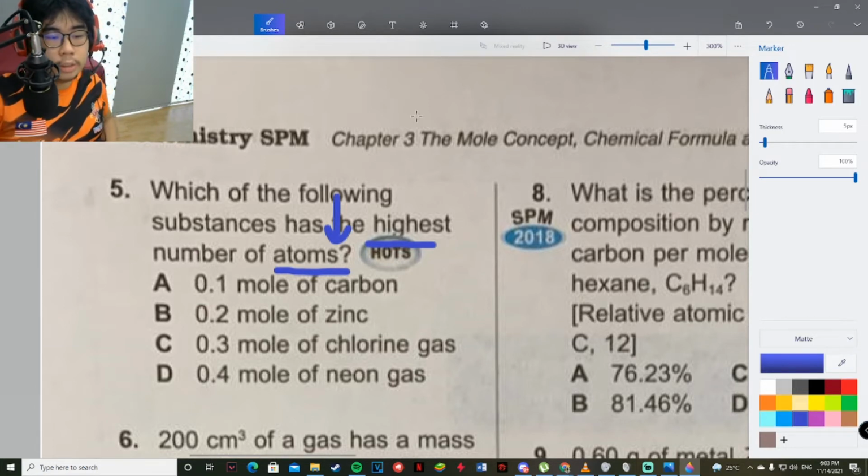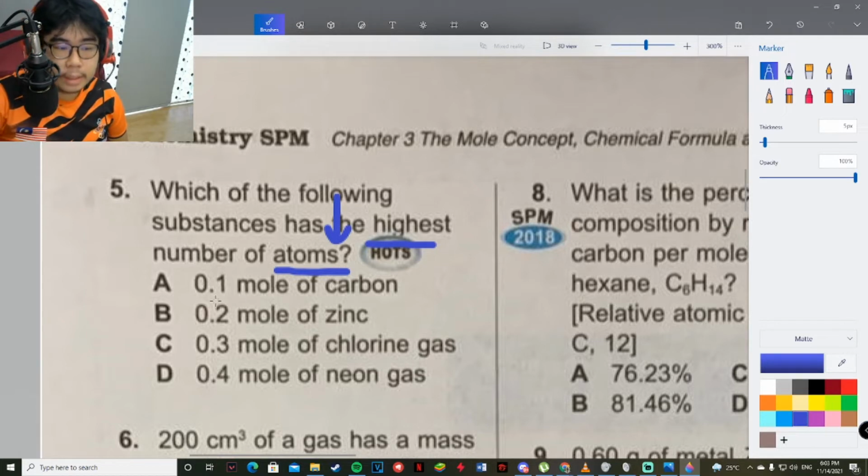Alright, so 0.1 mole of carbon. The idea is that the lower number of moles will give the lower number of atoms, because the number of atoms is derived from the number of moles multiplied by the Avogadro number. So A, with 0.1 mole of carbon, is definitely out.